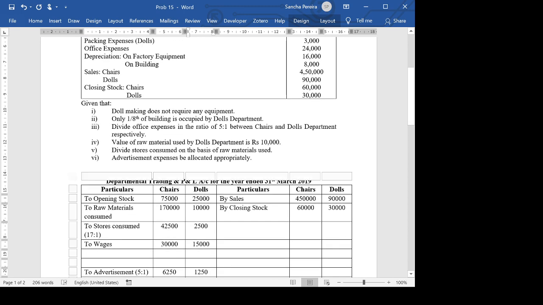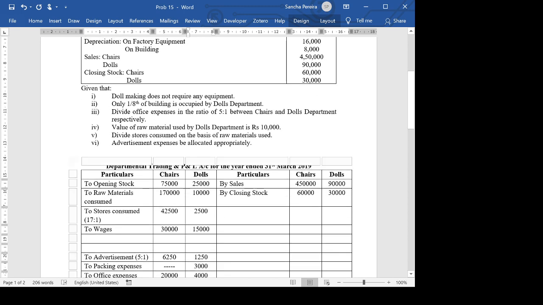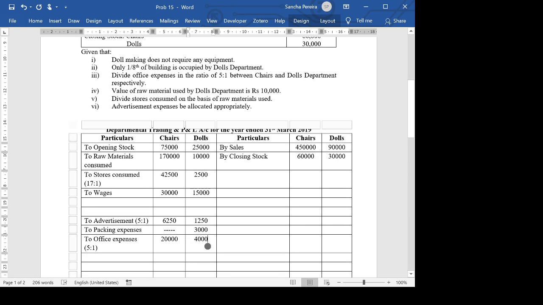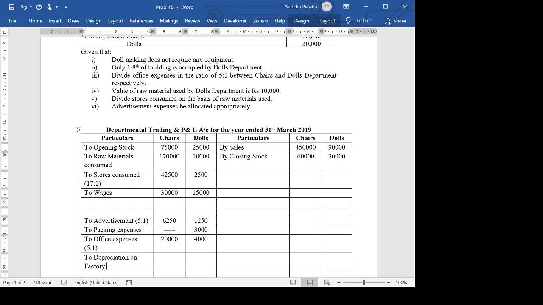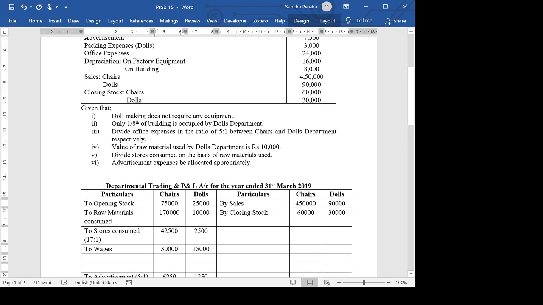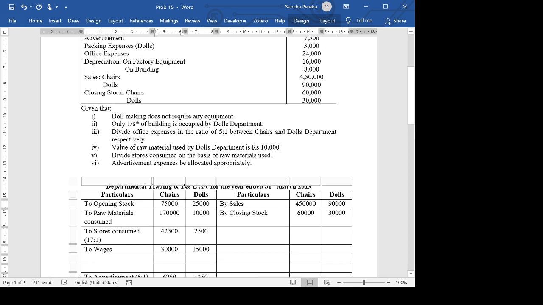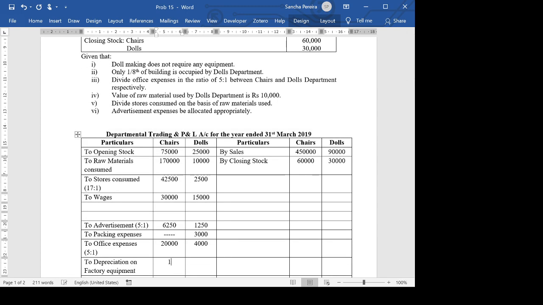Then there is depreciation. Now, factory equipment: since doll making does not require any equipment, the entire depreciation on factory equipment will be charged to chairs. So, to depreciation on factory equipment, the entire thing will go to chairs because doll making does not require any equipment. That is 16,000, with a dash on the dolls side.